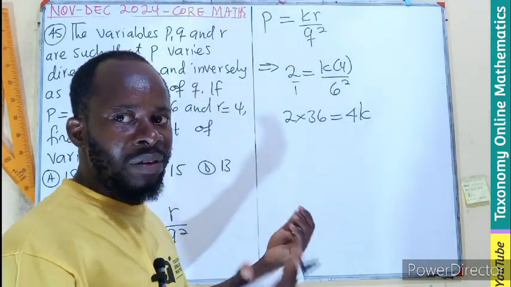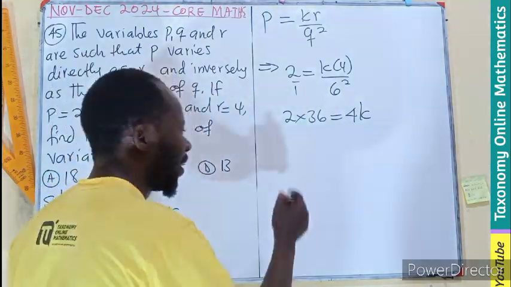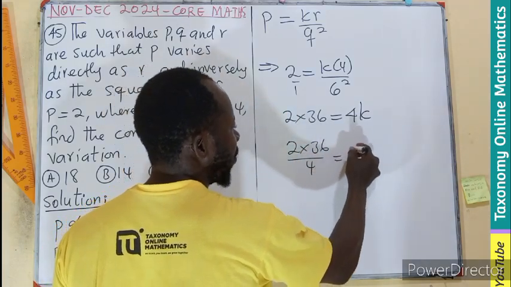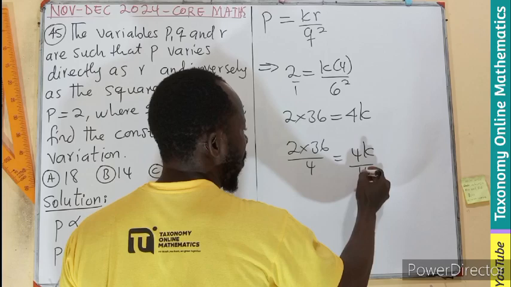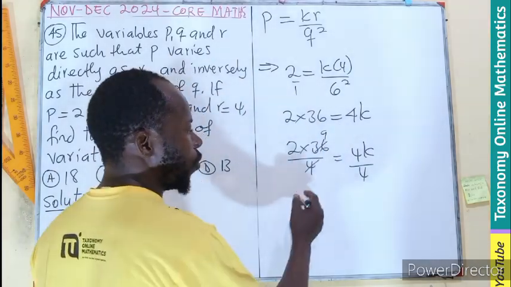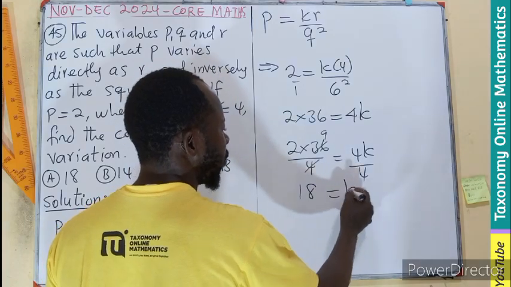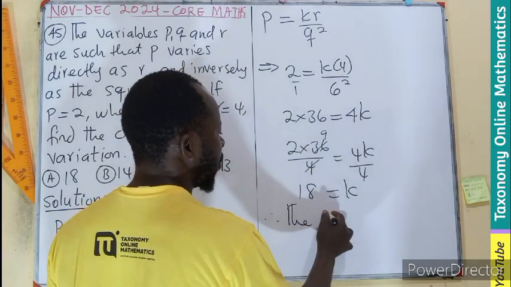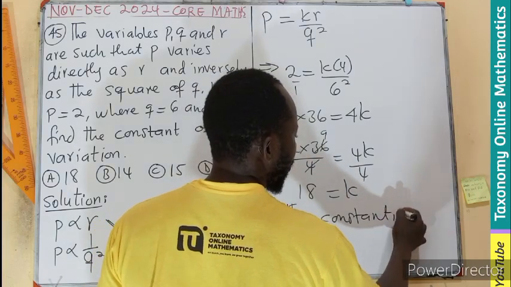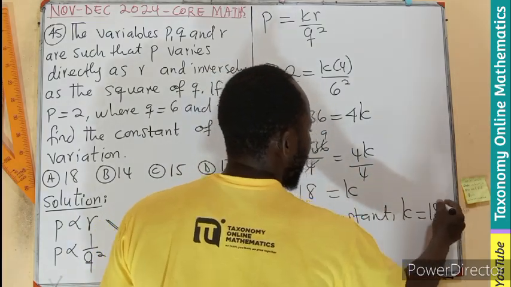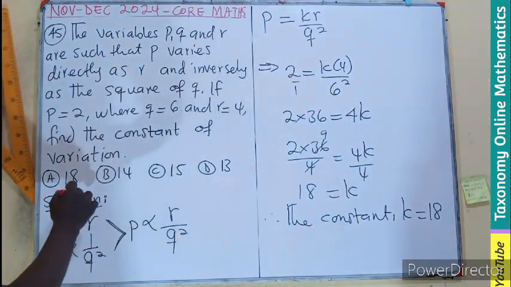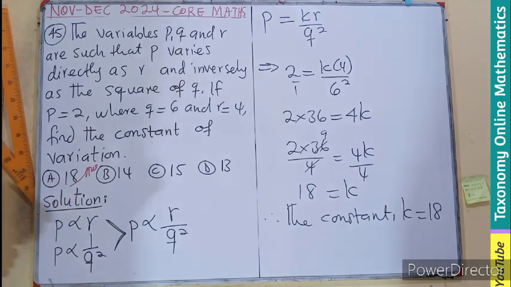We are looking for K, so we divide by the coefficient of K, meaning 2 times 36 divided by 4, 4K over 4. We know 4 will go into 36 nine times. 9 times 2 will be 18 equals K. Therefore, the constant K will be equal to 18. So which option are we going for? This will give way for option A as the only answer here.